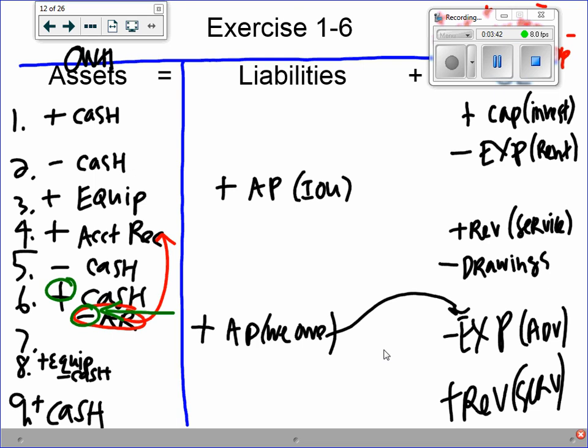Was there only 9 of them? Okay. Tell me the difference between, I see revenue here. What's going on?